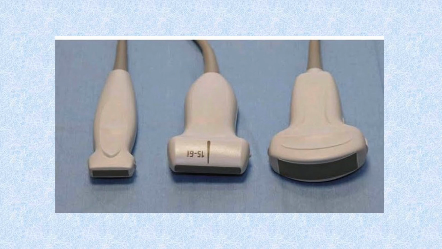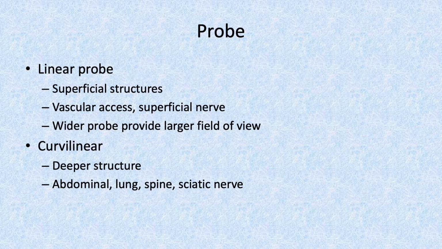The curvy linear probe is a low frequency probe. Low frequency means you don't get a very clear image, but the penetration is better. So you use it for abdominal structures, spine. This one is for most of the nerve blocks, and the linear probe is used for most of the nerve block and vascular access. Okay, right.